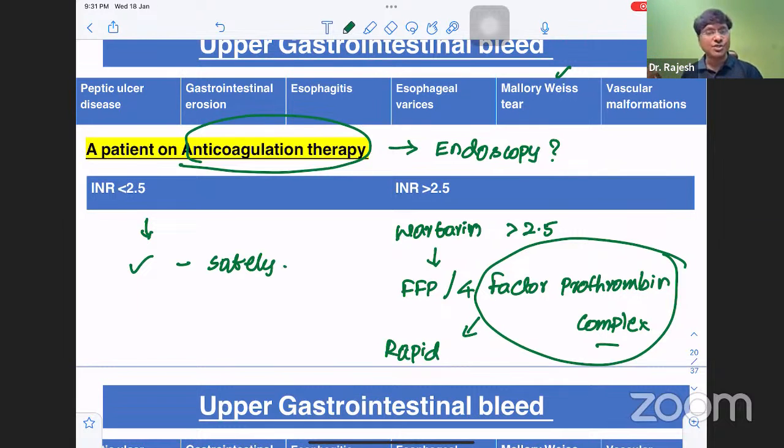Okay? So that is about the story related to a patient with gastrointestinal bleed with oral anticoagulation. INR less than 2.5, go ahead with endoscopy. INR more than 2.5, give fresh frozen plasma or 4-factor prothrombin concentrate. Reduce the INR to less than 2.5, then you go ahead with the endoscopy. That is about the story related to warfarin therapy.